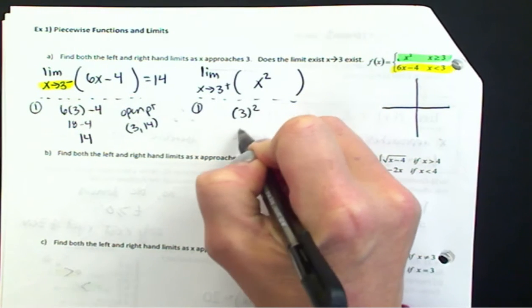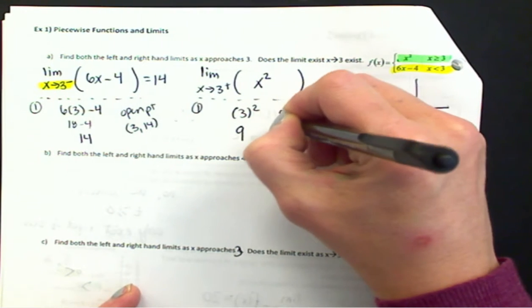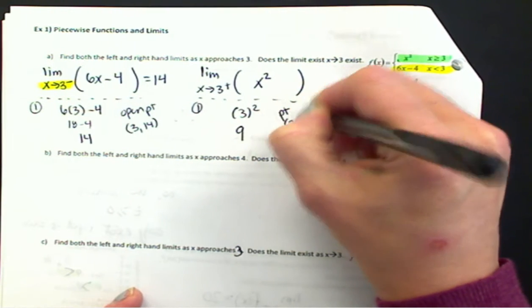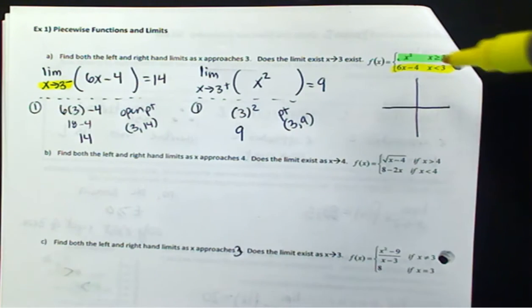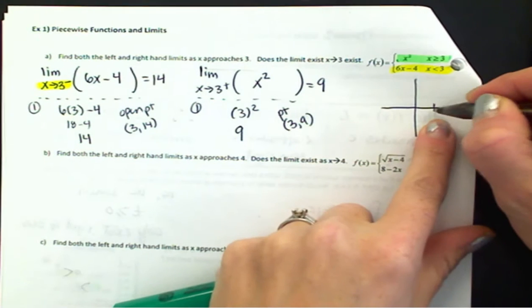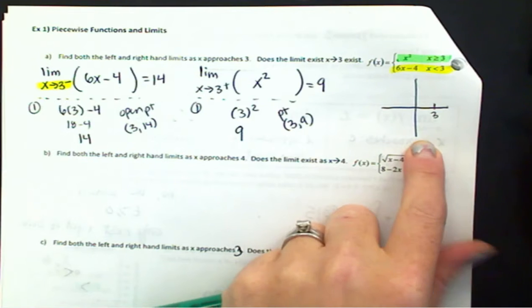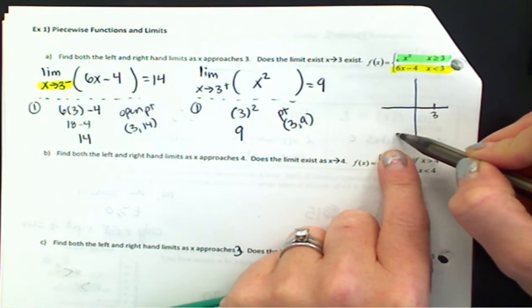3 squared is 9. Okay, so this is a regular point on the graph. Why do I know it's a closed point? Because it's equal to 3. This is why we review all of that sort of simple graphing at the beginning, because it helps when you're trying to evaluate your limit. So on the left of 3, I have a straight line, 6x minus 4.